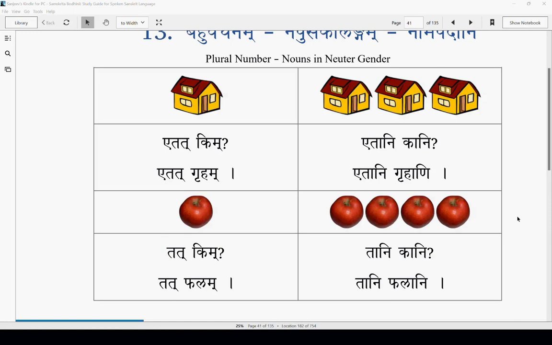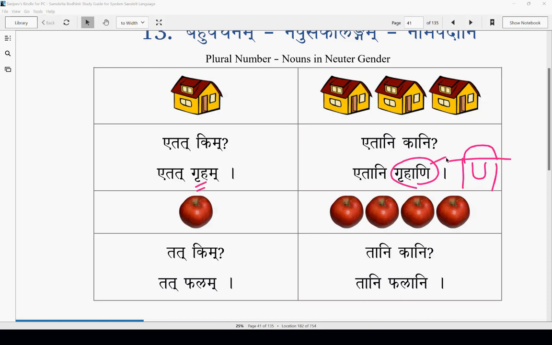So Jalam becomes Jalani. Pustakam, Pustakani. Another one is Netram, Netrani, like Gruhani. Gruhani. Just to know that there is a rule, that's why the na changes to na.